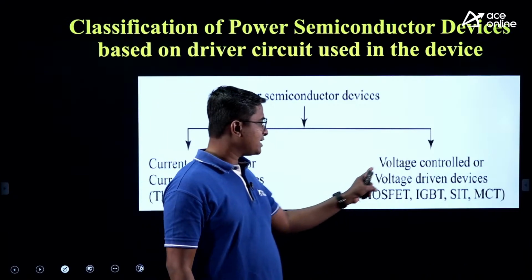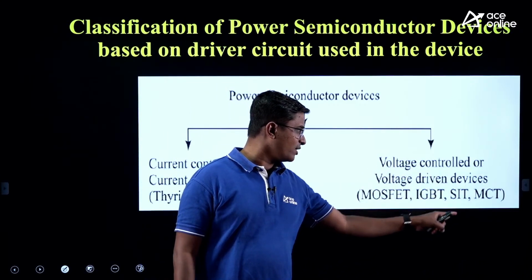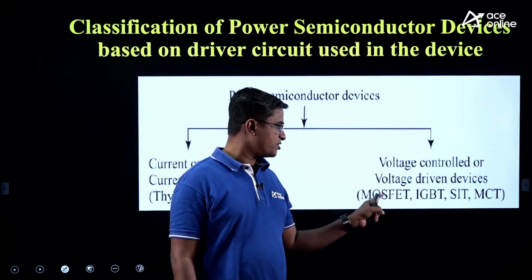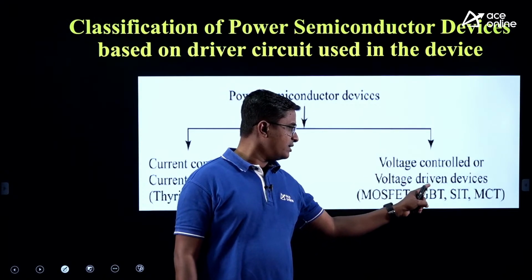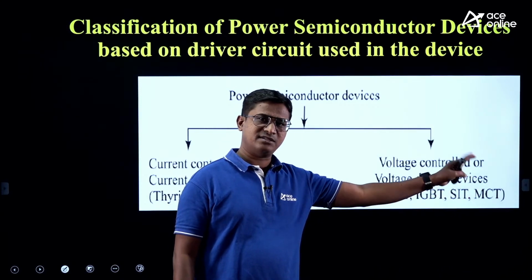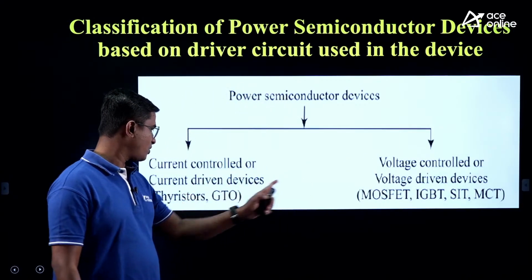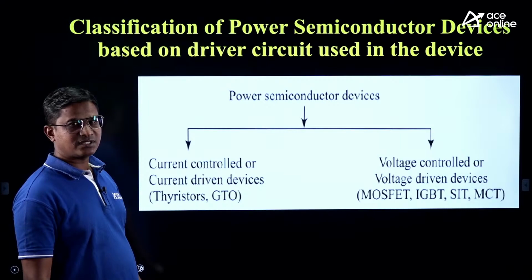Second is voltage controlled or voltage driven devices. Here we have voltage control devices like MOSFET, IGBT, SIT, MCT, right? Static induction thyristor and MOS controlled thyristor, okay. So these are your voltage controlled and current controlled devices, okay.